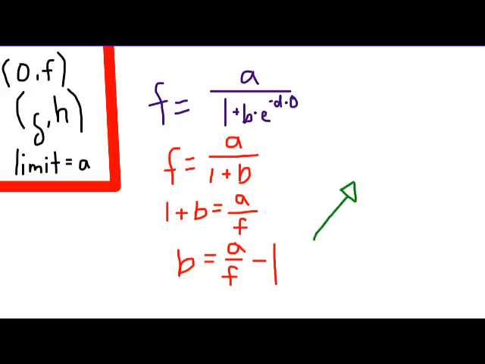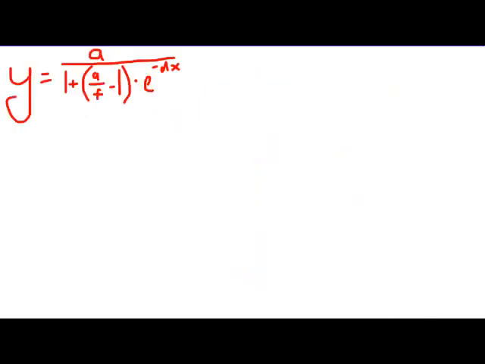Now we can plug b back into the equation, so y equals a over 1 plus a over f minus 1 times the constant e to the negative dx. And now we can try to solve for d in terms of the other variables. So now we can plug the point g, h into the equation. So h equals a over 1 plus a over f minus 1 times e to the negative dg.